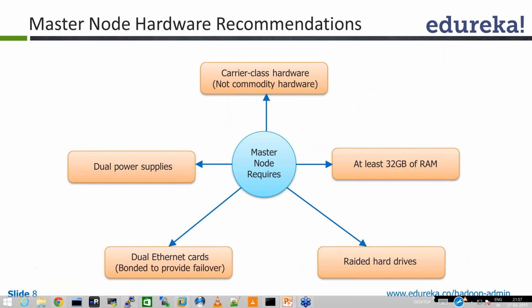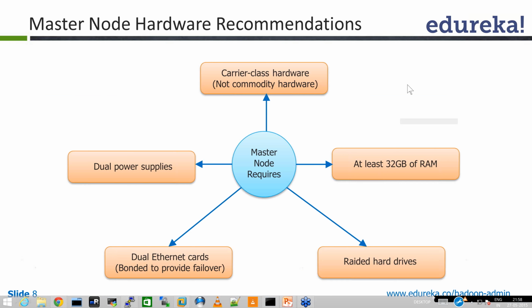If you're talking about hardware recommendations for the master nodes, like name node, secondary name node or job tracker, this is the ideal configuration: multiple Ethernet cards, dual power supplies, carrier class hardware, not commodity hardware, RAID hard drives, and multiple Ethernet cards with channel bonding. That is one important thing. And a minimum of 32 gigs of RAM. Ideally, I'll say more than 32. Let's take it to 64, 96.